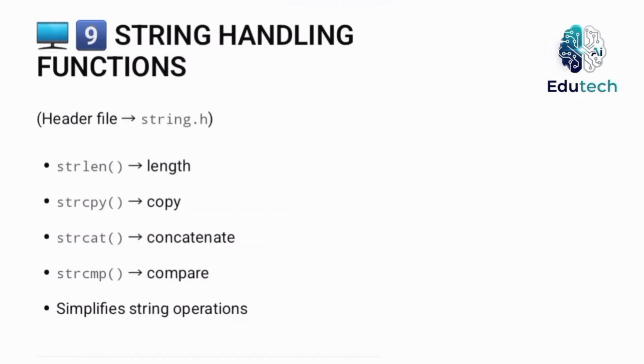Explain string handling functions. C provides several built-in string handling functions in the string.h header file. These functions simplify string operations such as copying, concatenation, comparison, and length calculation. For example, strlen() is used to find the length of the string. strcpy is used to copy one string to another. strcat is used to join two strings, and strcmp is used to compare two strings. These functions reduce manual coding effort and make string manipulation easier. String functions are widely used in applications that involve text processing.